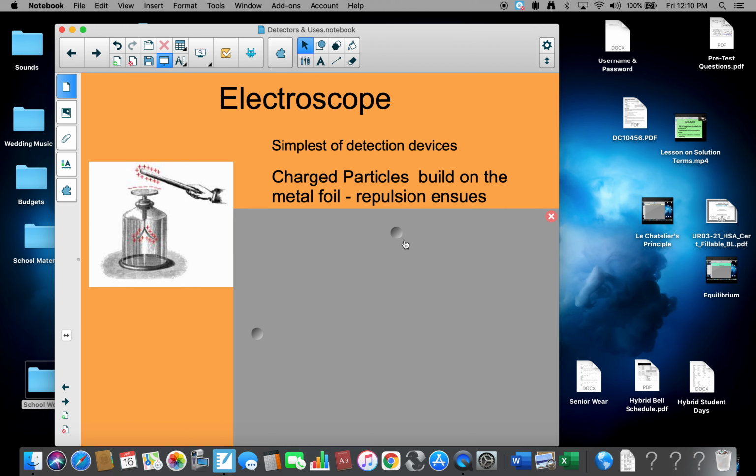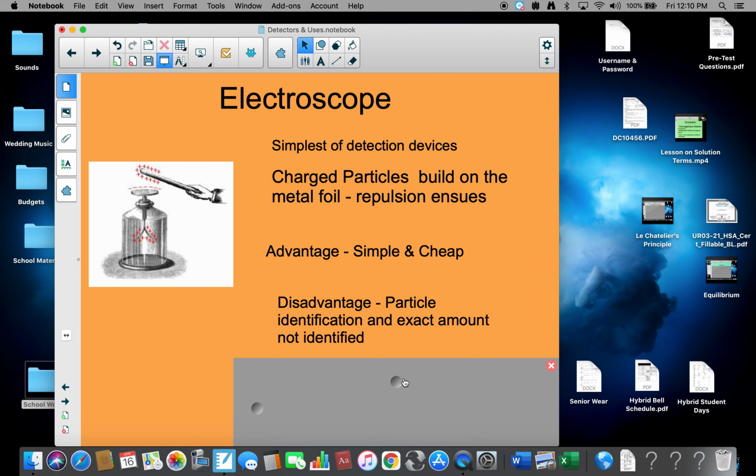Basically, what we have is charged particles build up on metal foil. And as they build up, they repel each other. Advantage of it, it's very simple and very cheap. Disadvantage, particle identification and exact amounts cannot be determined. So you don't know if it's an alpha or a beta. Remember, those do affect us differently. You also don't know the exact amount because it just shows whether it's far apart or not at all.